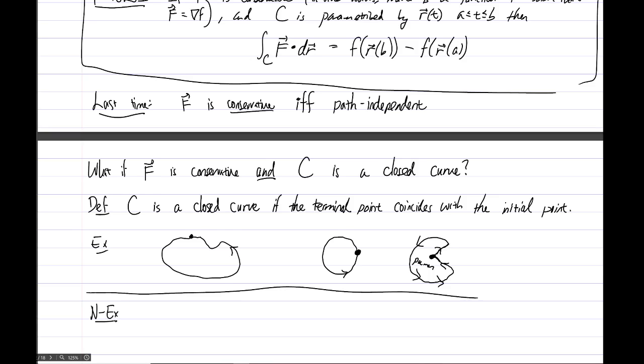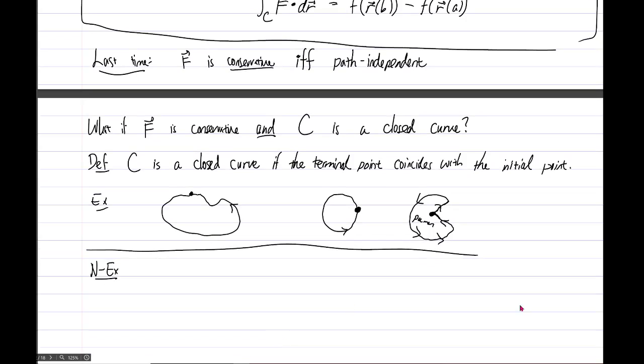Let's also talk then about non-examples. Whenever you see a definition, I think it's important to think about examples and non-examples to really clarify what the definition is trying to say. So here's a non-example. Let's say you start at this point, you travel along like this, then you end up right here at the end. So you did not end where you started. So this is a curve. It's just not a closed curve.